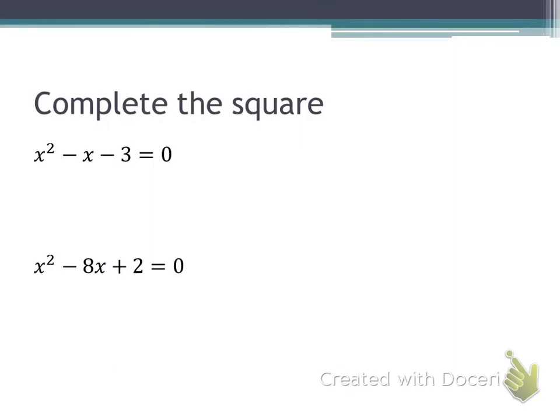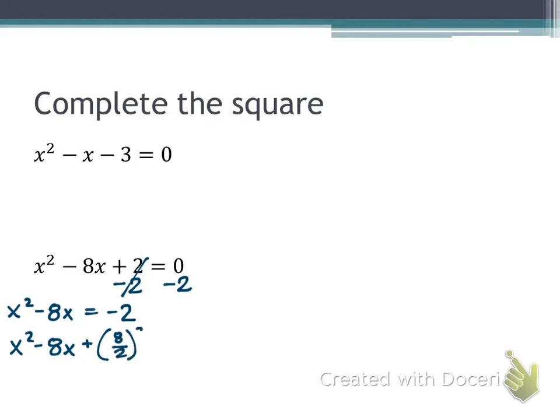X squared minus 8x plus 2. What am I going to have to do first? Subtract 2, because x squared plus bx has to be on one side by itself, or minus bx. So now I've got x squared minus 8x equals negative 2. How do I come up with that third term, Abby? So we do b divided by 2 and then square it. Whatever I do to one side, I've got to do to the other. So 8 divided by 2 is 4. 4 squared is 16. So now I have x squared minus 8x plus 16, negative 2 plus 16.